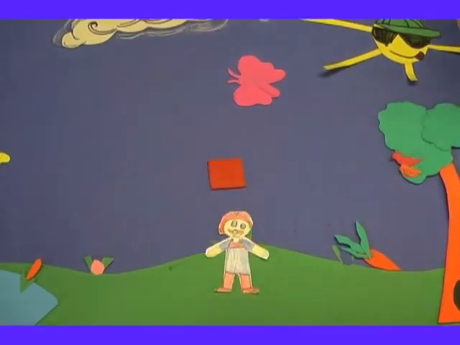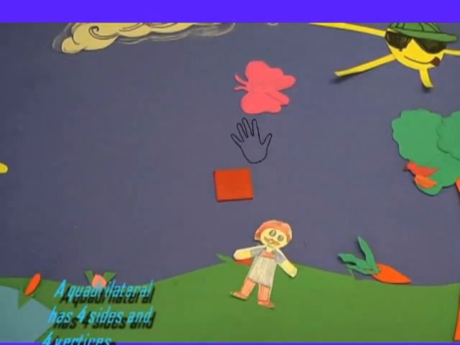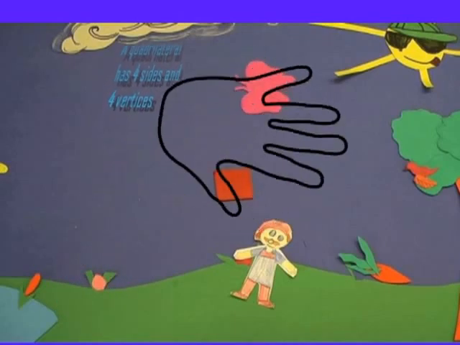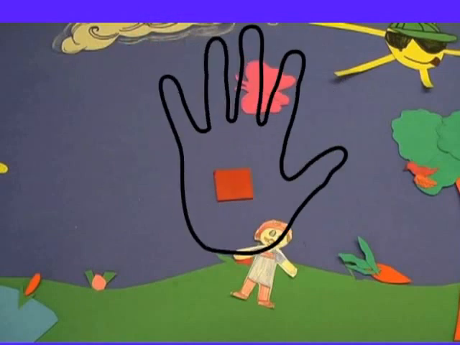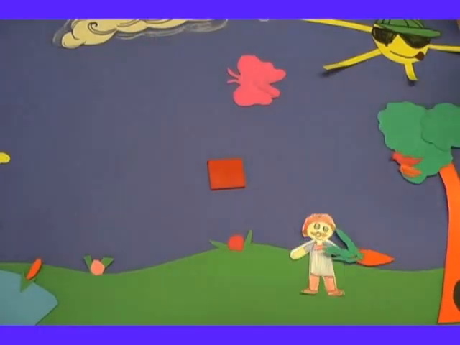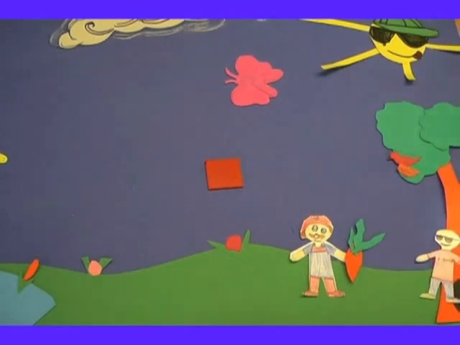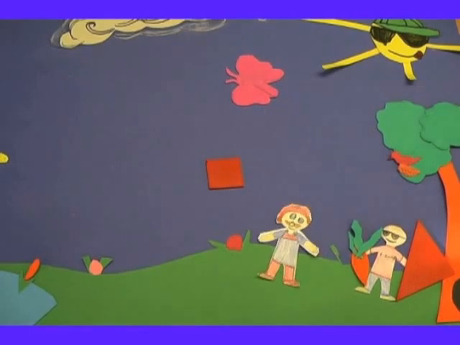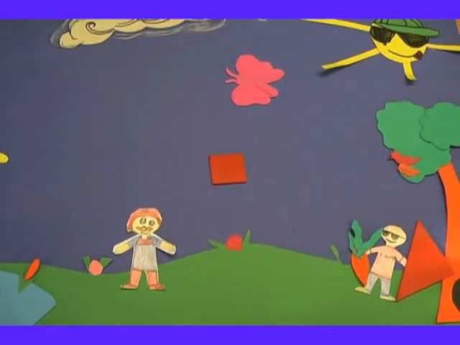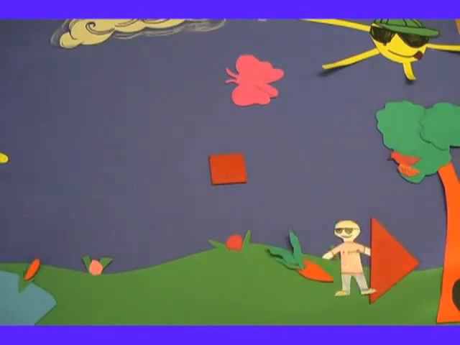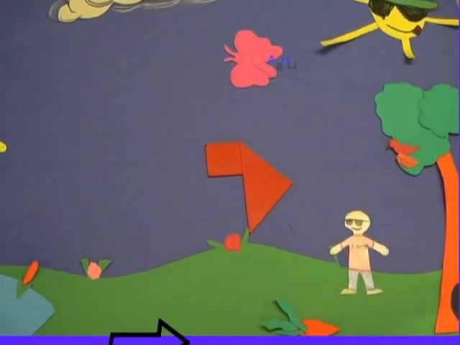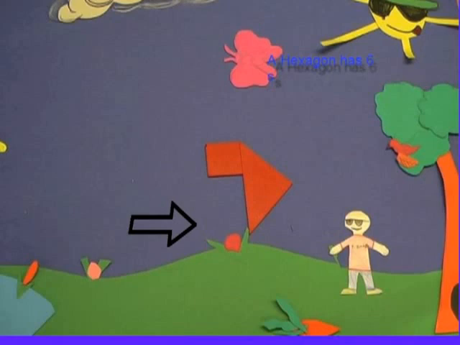A quadrilateral has four sides and four vertices. A hexagon has six sides and six vertices.